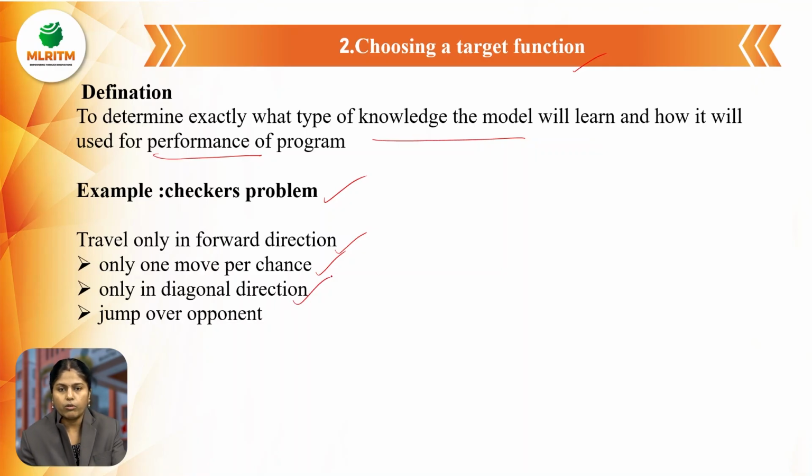Okay, it will not go backward or to the side. It will move forward and it will move in the diagonal direction. And the third one is to jump over the opponent. If an opponent is in front of it, it can jump over it. Okay, this is how we will play the checkers problem.